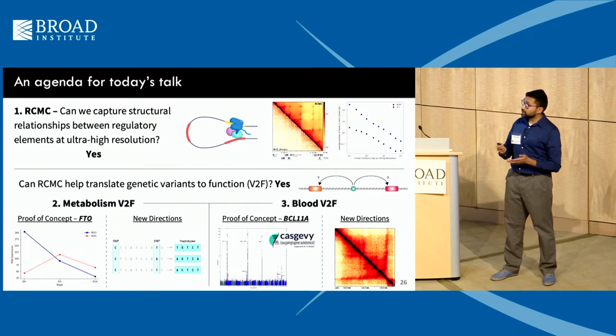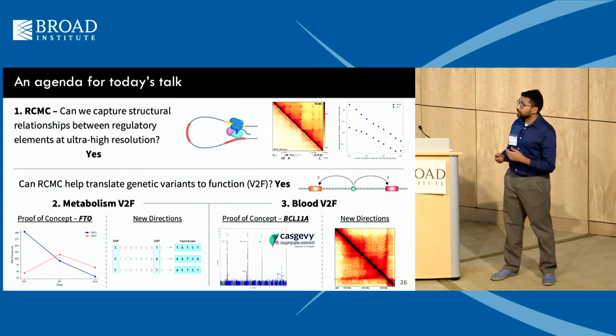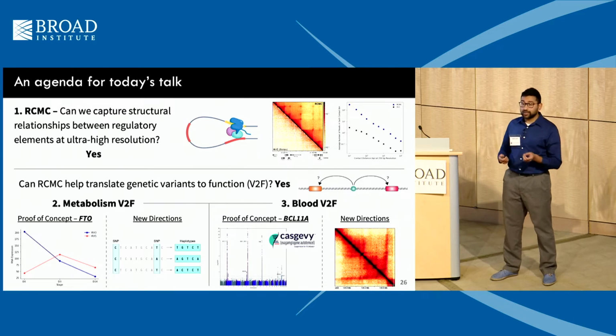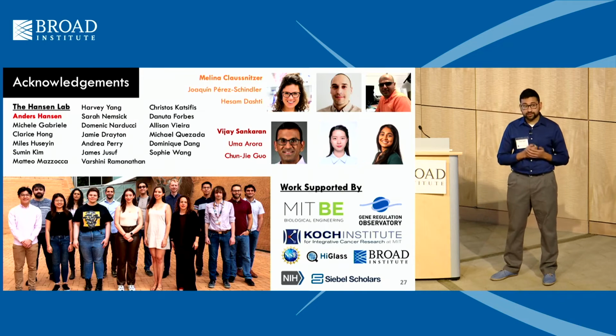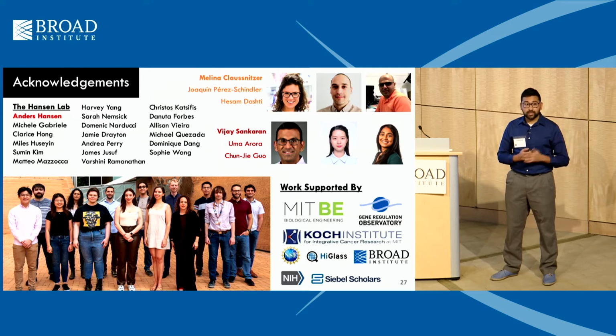And so I hope I've shown you today that RCMC is a tool that allows you to generate high-resolution structural data, and that also it's a promising tool in the V2F toolkit to help you understand variants and how they may relate to function. And so I just would love to acknowledge the Hansen Lab, Anders, my PI, and our wonderful collaborators at the Broad, and to all of you for sitting through my talk.